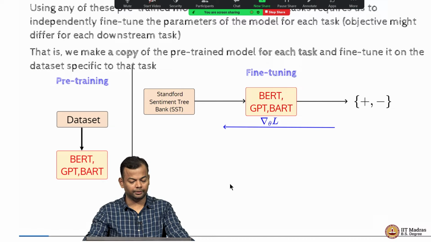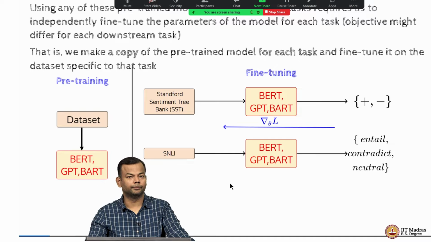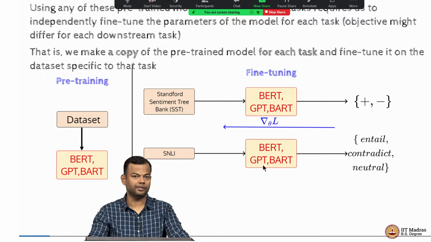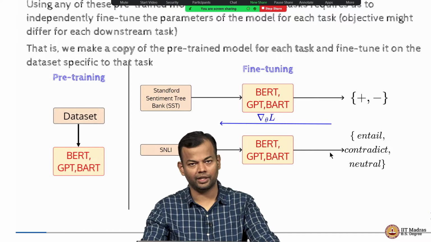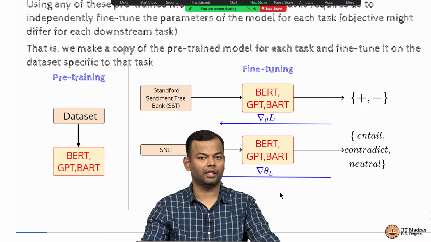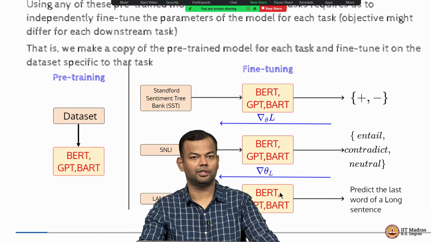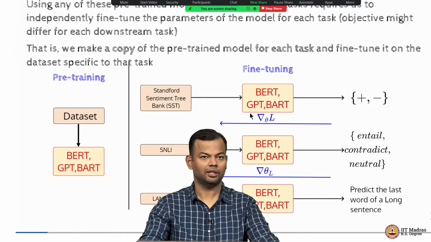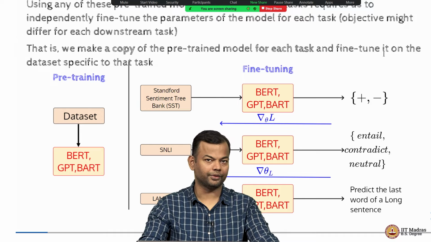And then you could take another task, which is, say, natural language inference. Again, you take this model, you are given a pair of sentences, and you want to predict whether one sentence entails, contradicts, or has no relation to the other sentence. Again, you could have some training data for that task, and you could update the weights using that training data and get a new model. So this is the pre-training and fine-tuning stages that we have seen, and you make a new copy of the model for each task.